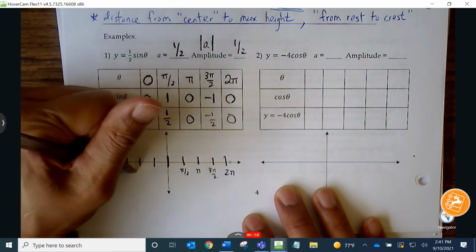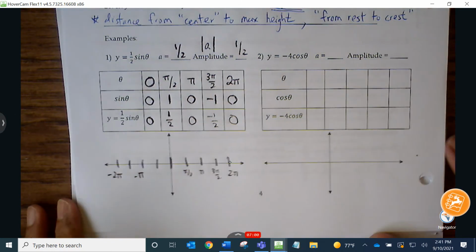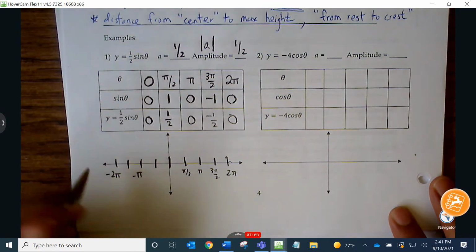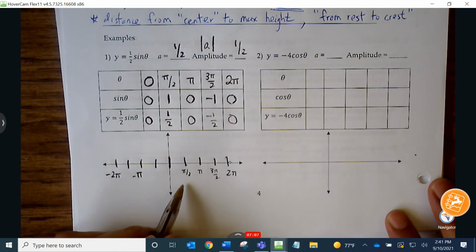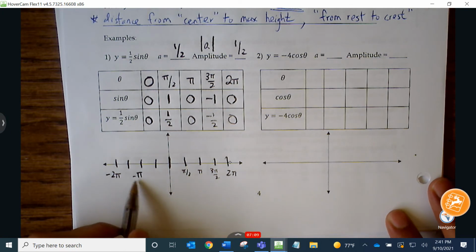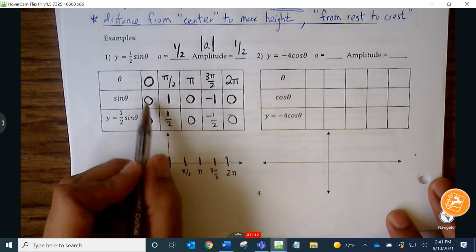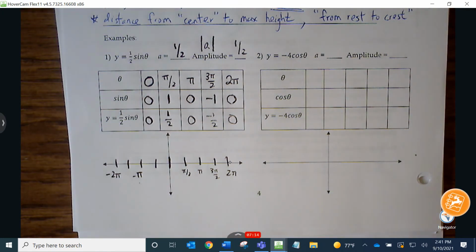Or if you just want to do a few of them, as long as you know where they are. Oops, sorry, my bad. 2 pi. This is negative pi. Yeah, negative pi. So we start at 0, 0, and also now.